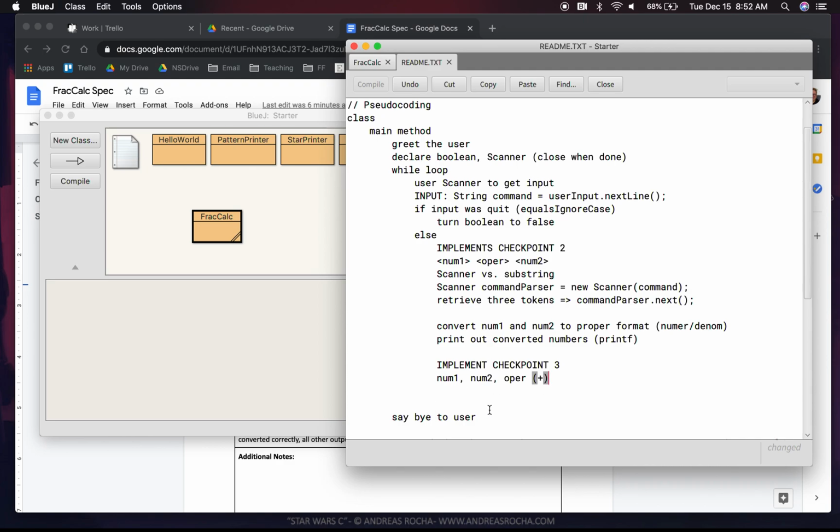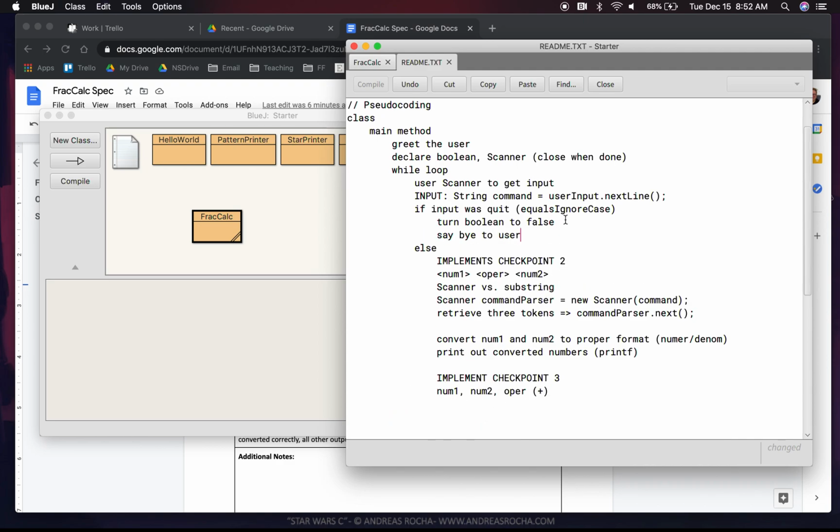So, I'm going to say goodbye to user. I'm going to make this a part of if quit was said. I think that makes it a little cleaner. So we've converted everything. Then I think I'm going to make a method. I'm going to call that method math, and I'm going to pass in as parameters these three strings: number one, number two, and operator. Right.